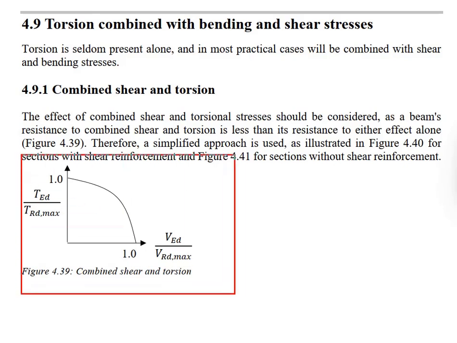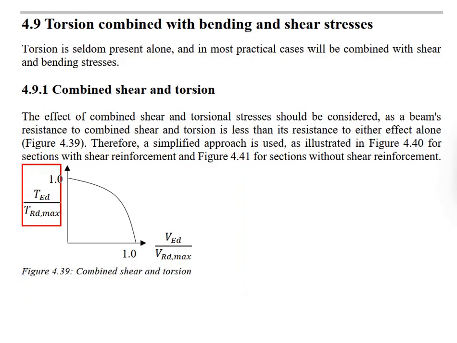This is shown in the figure here, where you can use up 100% torsional load capacity in the absence of the shear load. Similarly, you can use up 100% shear resistance when there is no torsional load. However, under the combined effect, the shear resistance and the torsional resistance will reduce.